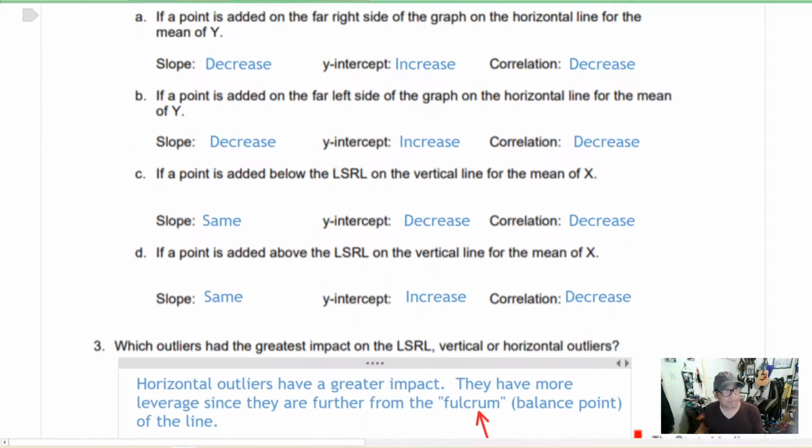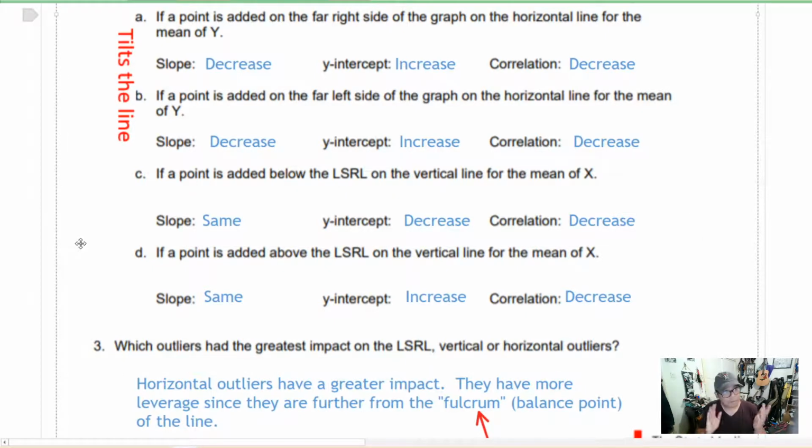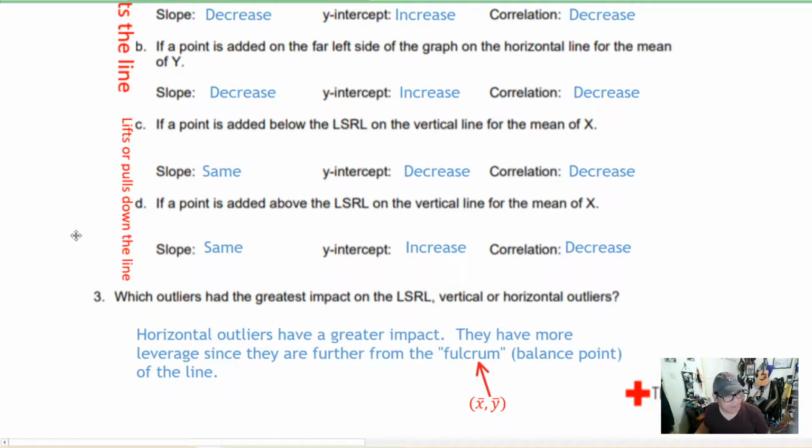Now, if we can summarize what happened here, for A and B, if we add something along horizontally, these had the effect of tilting that least squares regression line, tipping it up or down along the fulcrum or the balance point, which would be that coordinate x bar, y bar. While C and D, they have the effect of either lifting or pulling down the line. So this makes sense. And of course, whenever we have a point that is not along that x bar, y bar axis, then it's going to do a combination of these things, both lifting the line and tilting the line.